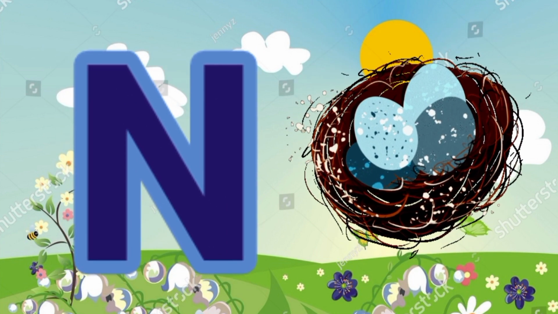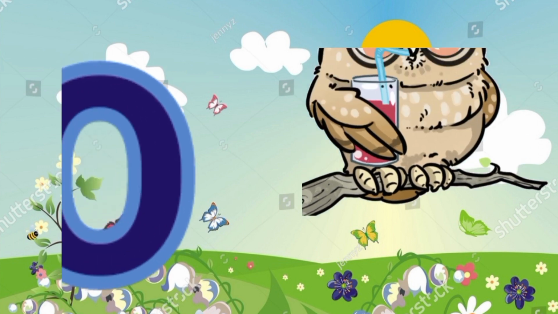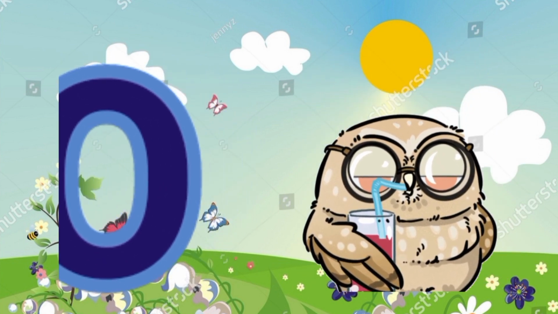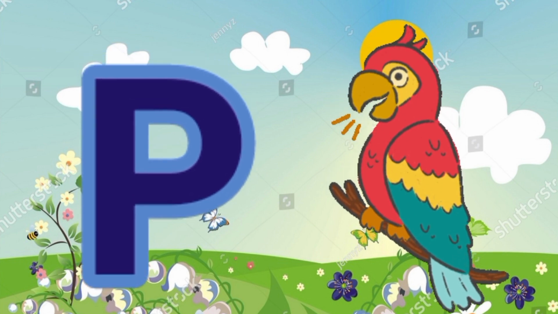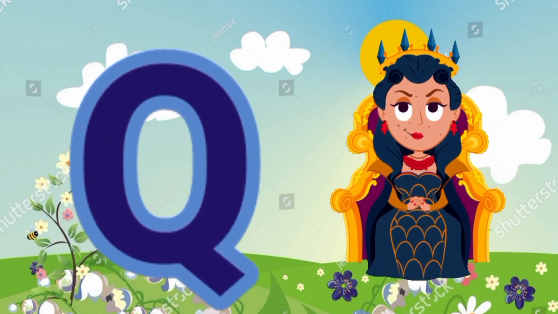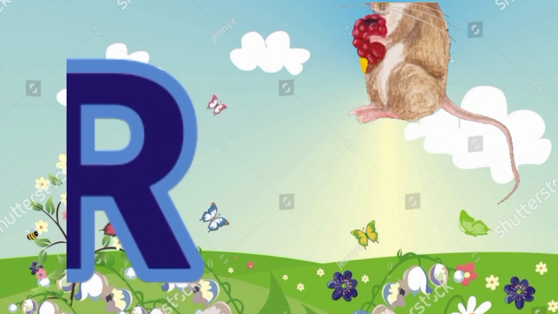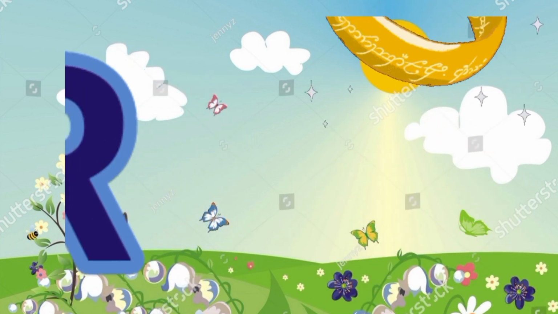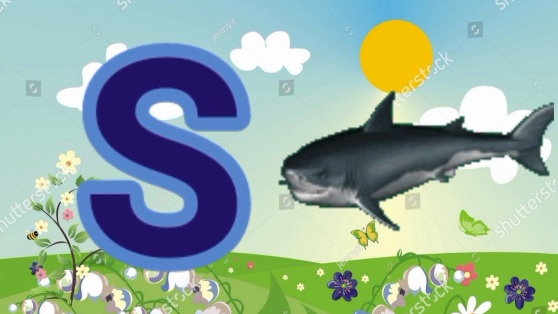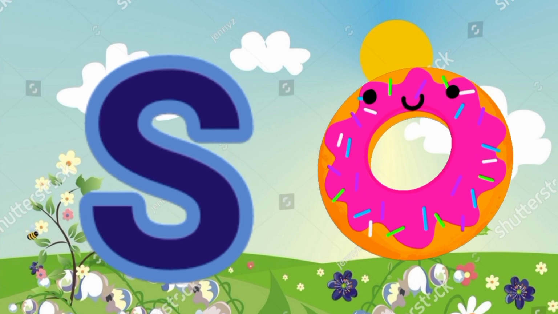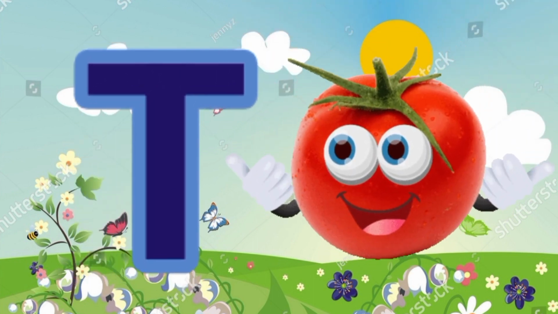N for nurse. N for nest. O for octopus. O for owl. P for pineapple. P for parrot. Q for queen. Q for quilt. R for red. R for ring. S for shark. S for sweets. T for toy. T for tomato.